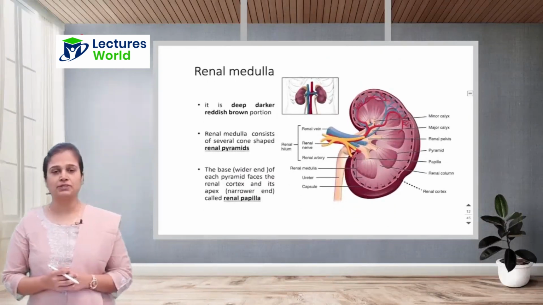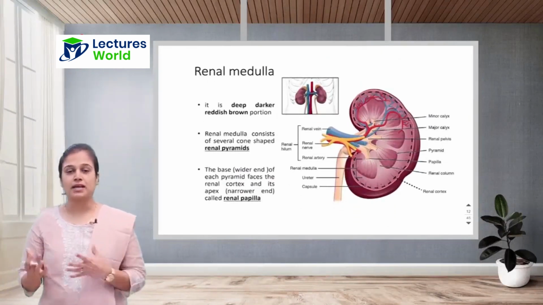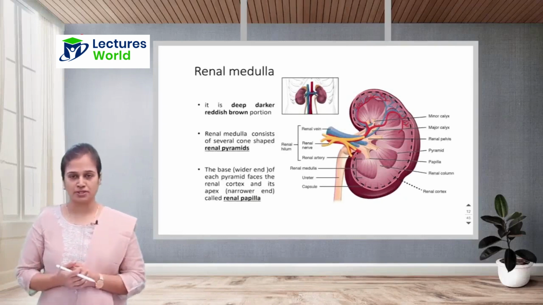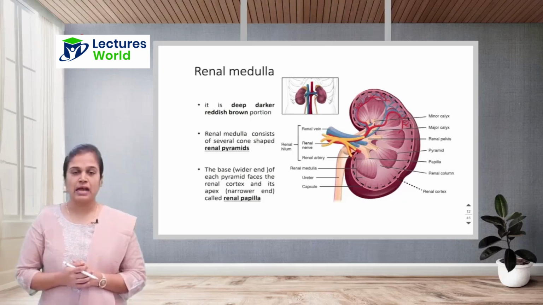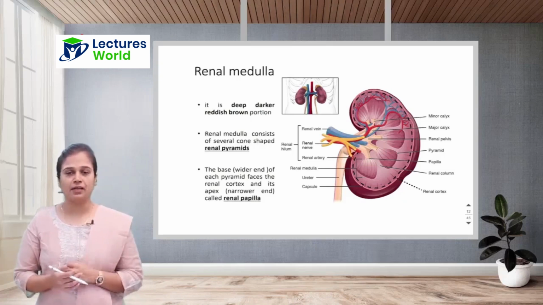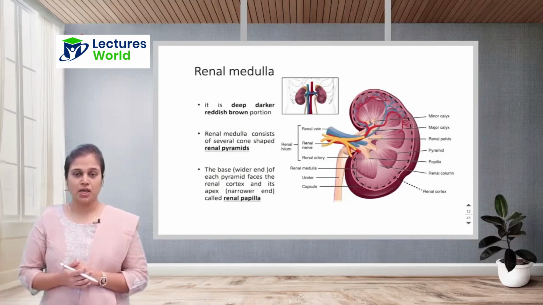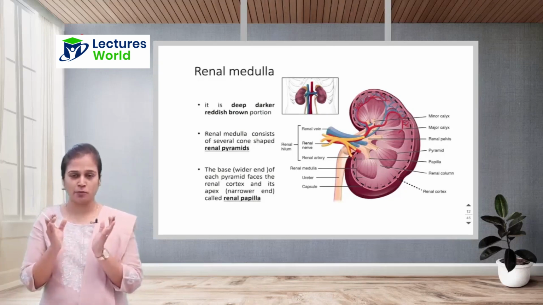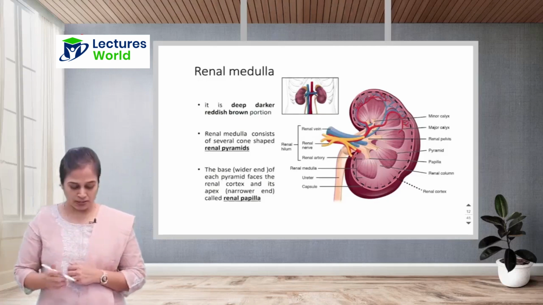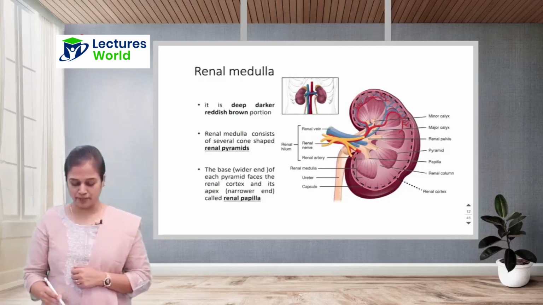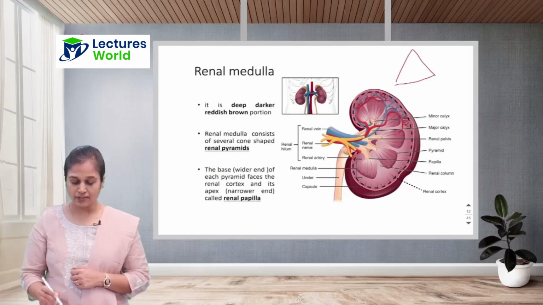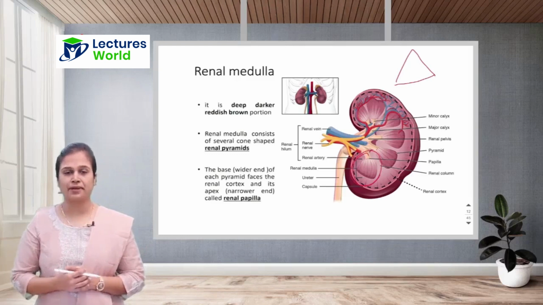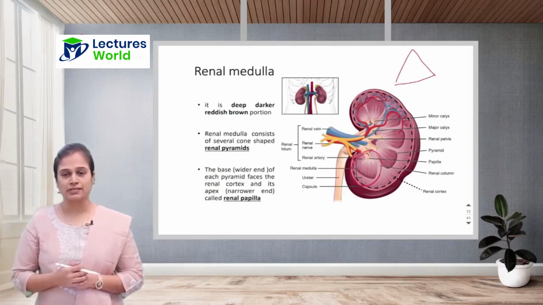Talking more about the renal medulla, it is a deep, darker, reddish brown portion, and it consists of several cone-shaped renal pyramids. The shape of a cone is wider at the top and narrower at the bottom. The same way, we all know the shape of a pyramid. The pyramid shape is like this, right? So the same way, you can say this is the shape of a pyramid.